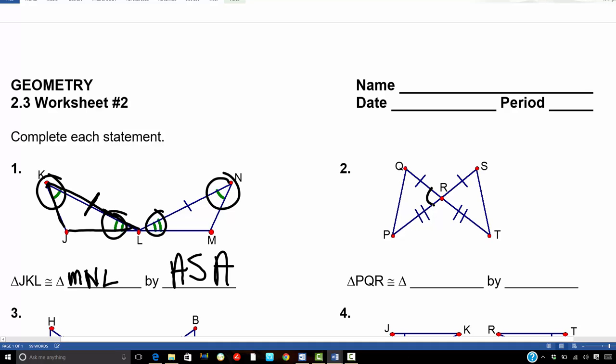Number 2, again, we've got vertical angles. You should see that coming up quite often in these problems, so always be on the lookout for vertical angles. They're congruent. That's enough information to prove these triangles are congruent by side, angle, side, since the angle is in between the 2 sides. And then just match up your vertices. So point P matches up with point T, point Q matches up with point S, and R matches up with itself. So those are 2 triangles that are congruent on number 2.